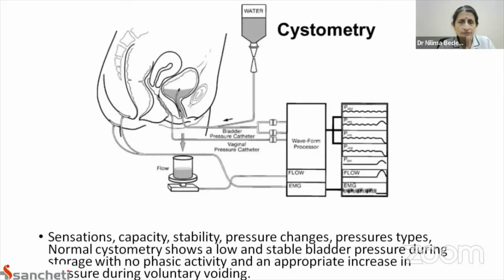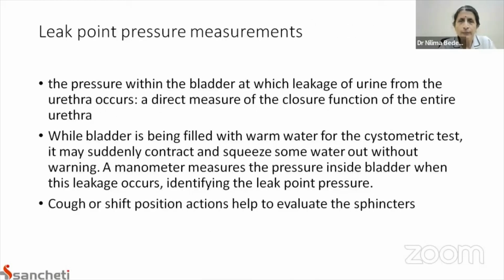So this cystometry will tell about the sensation of the bladder. Whenever the bladder compliance is a problem, or it gets overfull, the sensations can be reduced, or the capacity is reduced. If there is overactivity, the stability during the storage phase is at stake. The pressure generated and the compliance can be checked. So this normal cystometry shows a low and stable pressure of the bladder during the filling phase. So that is really important to know.